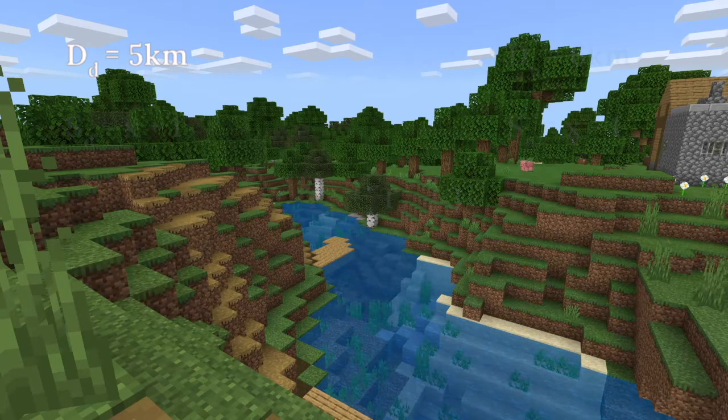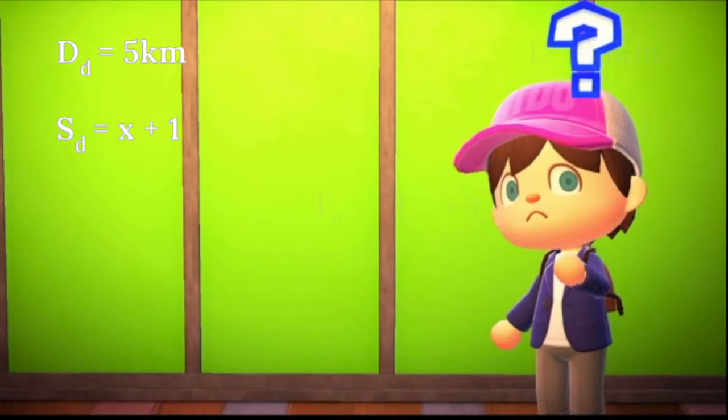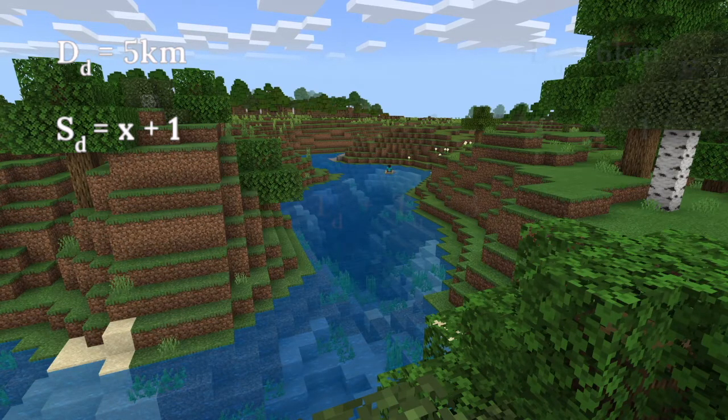Next, we're going to look at Lucas's speed going down the stream. And this is going to be represented by the variable s subscript d, which is really equal to x plus the current speed, which in this case is 1 kilometer per hour. And the reason we're adding the current speed is because he's traveling downstream with the current. So you add the current speed to his base canoe paddling speed.